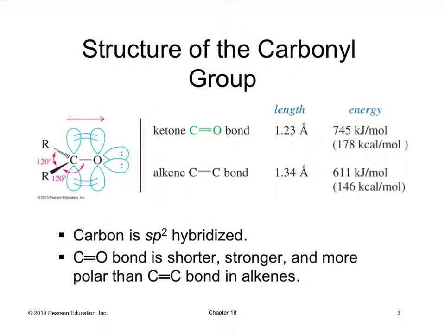In terms of the structure of carbonyl groups, carbon is usually sp2 hybridized, and you have this C double bond O with the dipole moment going in this direction. The C double bond O is shorter and stronger and more polar than a C double bond C bond in terms of alkenes, as you can see shown here.